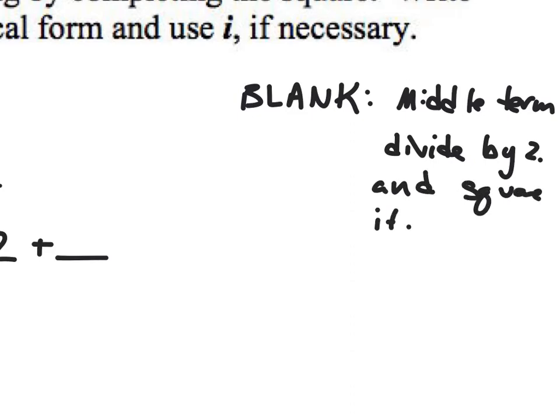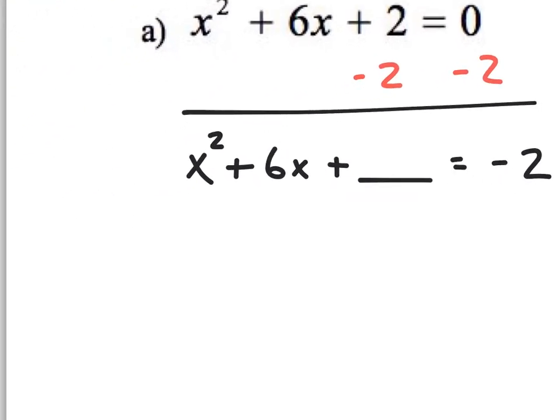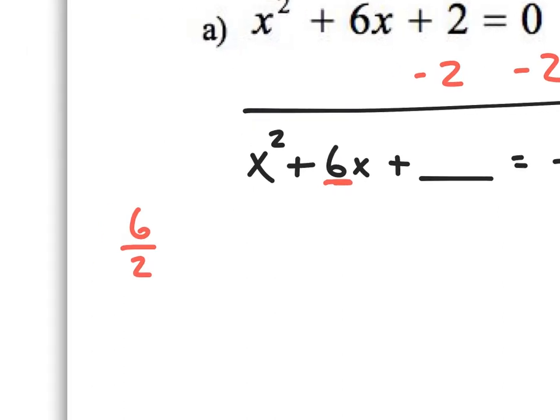And the reason I'm doing that is to create a perfect square trinomial. So what I'm going to do over here, and I always take this number, my middle term here, negative 6. I'm going to take 6, divide that number by 2, and then square it. That's the number that's going to go into my blanks, here and on the other side of the equation.